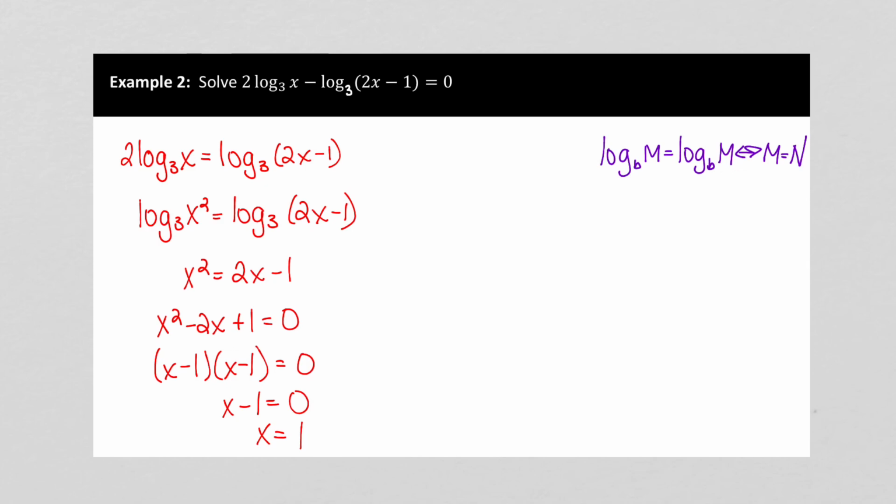Now go back up here and make sure that works. If we plug in 1 here, yes, that's okay. If we plug in 1 here, 2 times 1 is 2, 2 minus 1 is 1. That's okay. We can't end up with a negative number. So our solution is x equals 1.